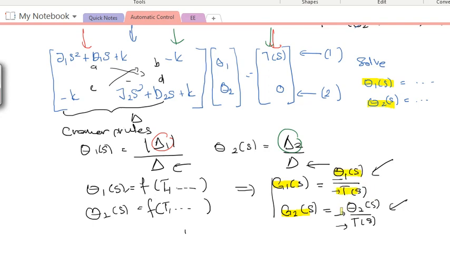And if you have more than 1 degree of freedom, you could have other transfer functions as well. For example, here is theta 2 over T.